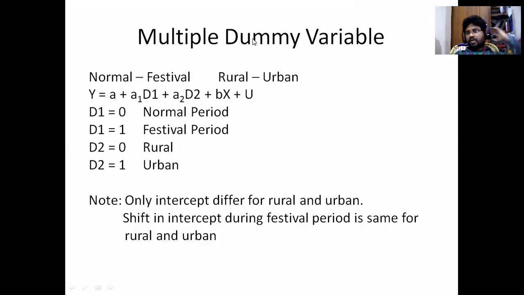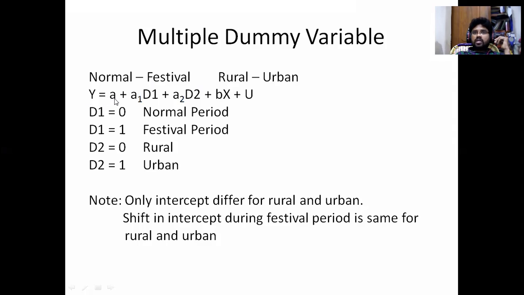Then we need to understand how we can use dummies when we have multiple regression. For example, there is normal and festival, and rural and urban. We take two dummy variables in the multiple regression. Just now we took the normal period and the festival period, the expenditure on cloth during each. And the expenditure also depends on rural and urban. For example, rural people's expenditure is different from urban people's. So rural and urban is also a dummy. We cannot say rural is better than urban, or urban is better than rural.